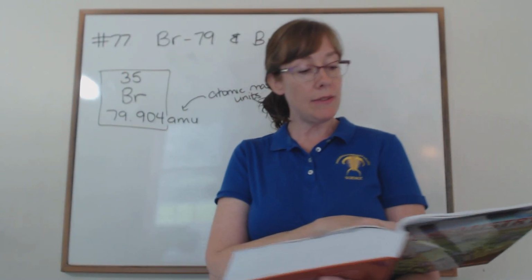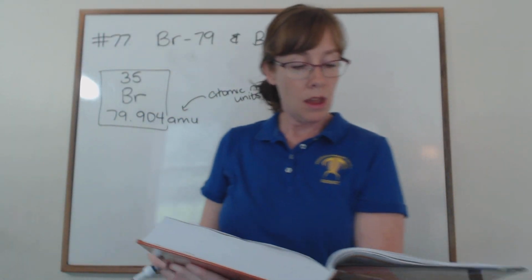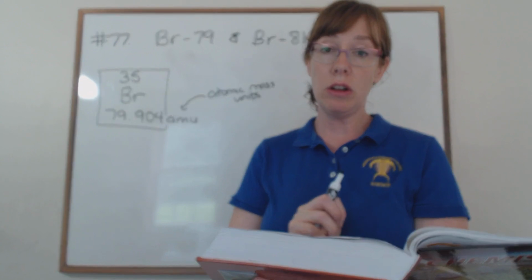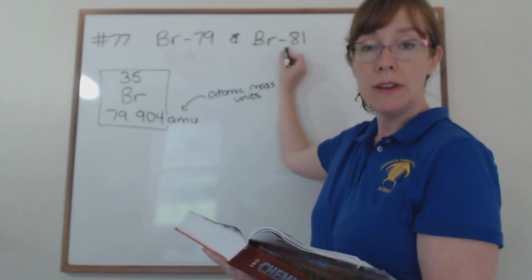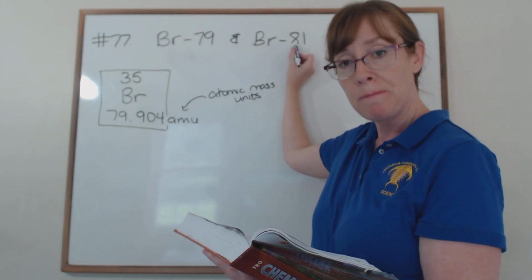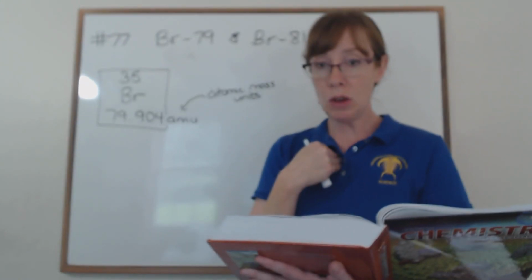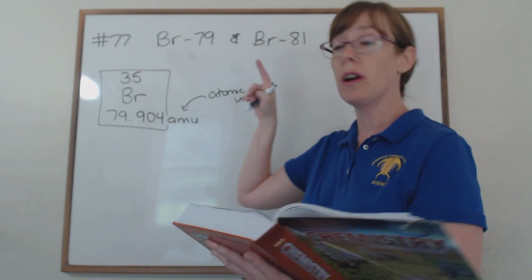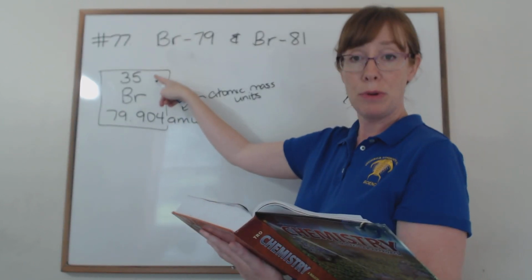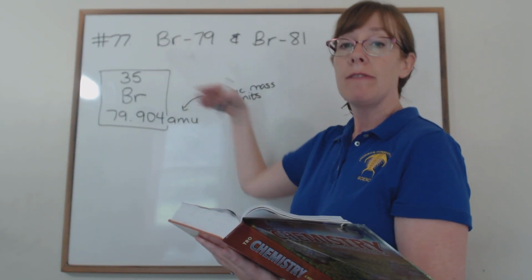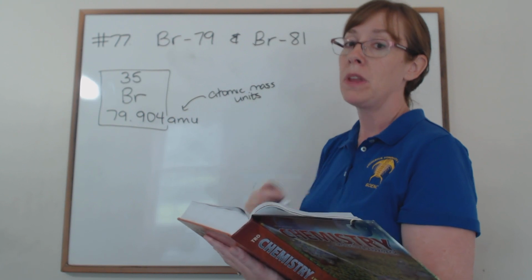Okay, so question number 77, in the back of chapter 2. It says bromine has 2 naturally occurring isotopes. These are the 2 isotopes, bromine 79 and bromine 81. Remember from the last video that this number here is the mass number. The mass number is the total number of protons plus neutrons. So if I was to ask you how many neutrons does this one have, for instance, you would just take this number and subtract out the protons. So 81 minus 35, that means it would have to have 46 neutrons. And this one has 2 fewer, 44 neutrons.